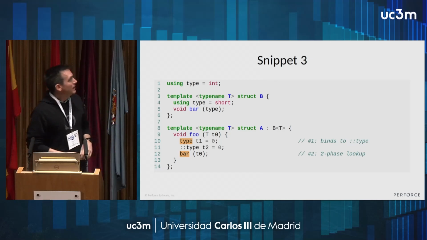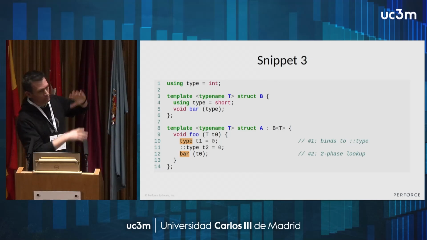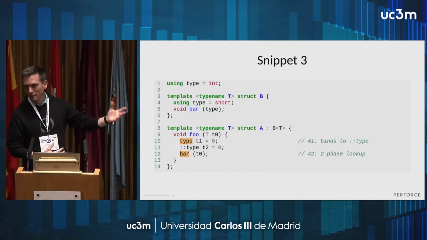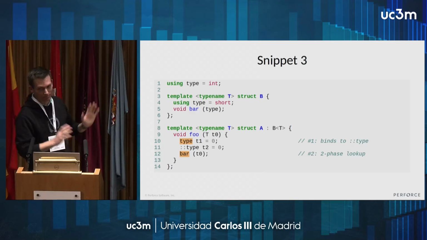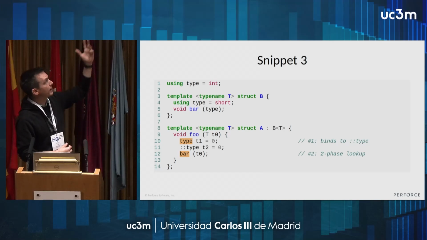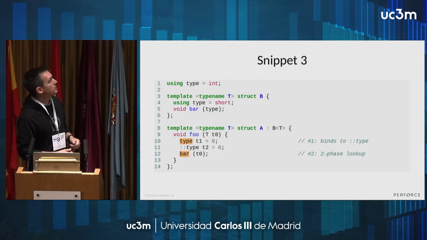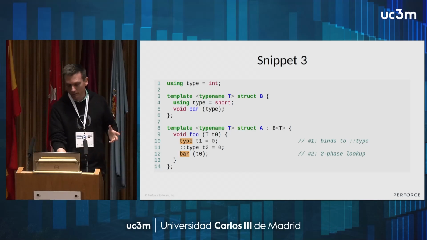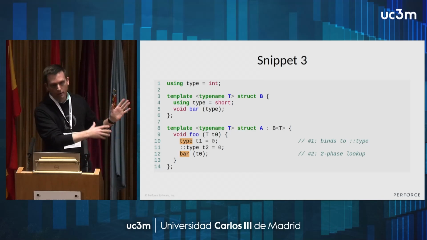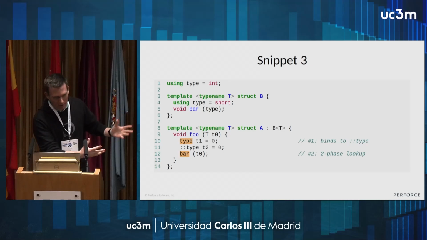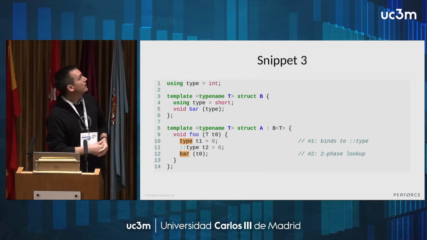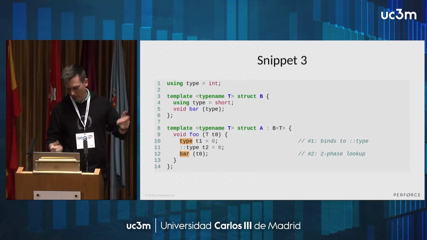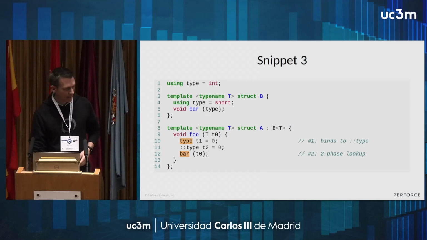So in this case, because the rule's about lookup, you don't look up into dependent bases. So the fact that there's a type defined on line 4 is irrelevant from the lookup perspective. It's going to find the name in the global namespace. The same thing happens for bar in this case because it's got a dependent argument. It would be an error if it didn't have a dependent argument, but it has a dependent argument. So it's going to be found by two-phase lookup when the struct A is specialized or instantiated. Okay.